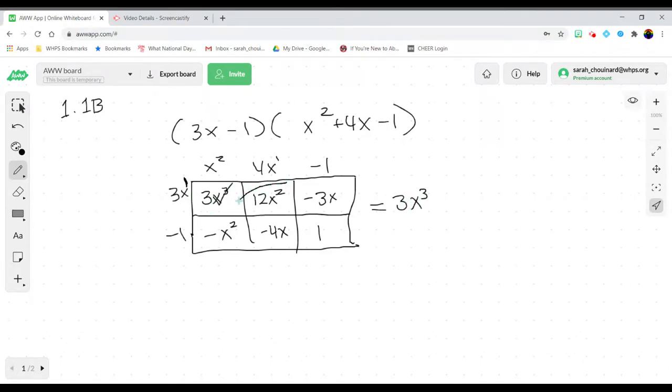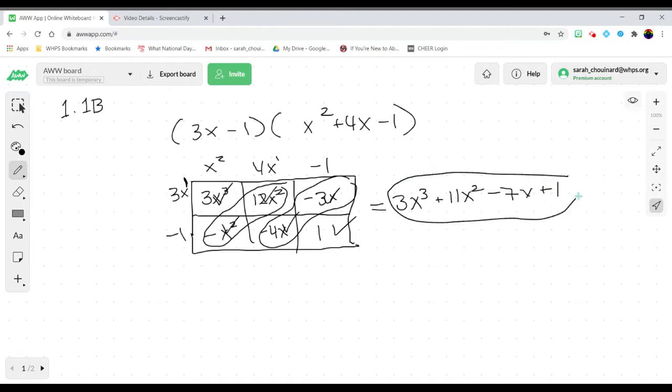And then I have two terms with x squared. So 12x squared minus x squared gives me 11x squared. So it took care of those. And then negative 3x and negative 4x give me negative 7x. Those are all set. And then 1 is the only constant. So that's my final answer.